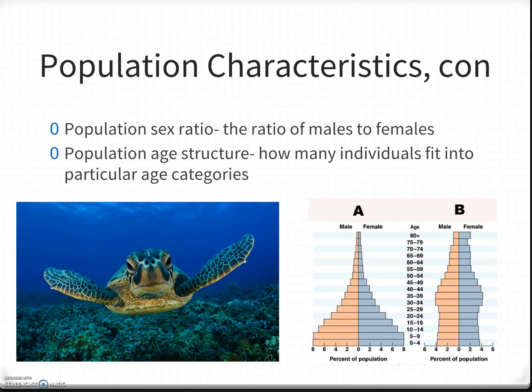Their sex ratio is dependent on the temperature at which the eggs are incubated. We'll spend some time with that when we talk about endangered species. I'll tell you more about my experiences with this green sea turtle here. And then population age structure.